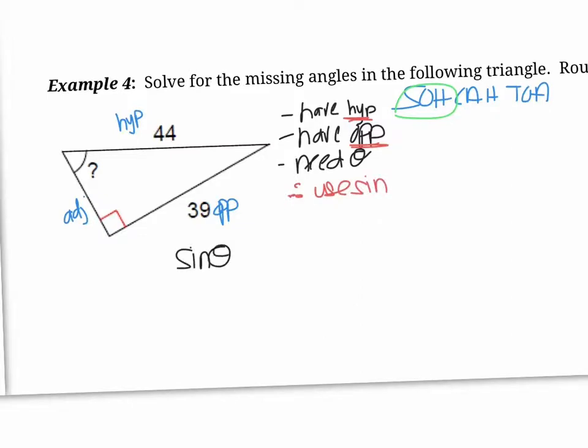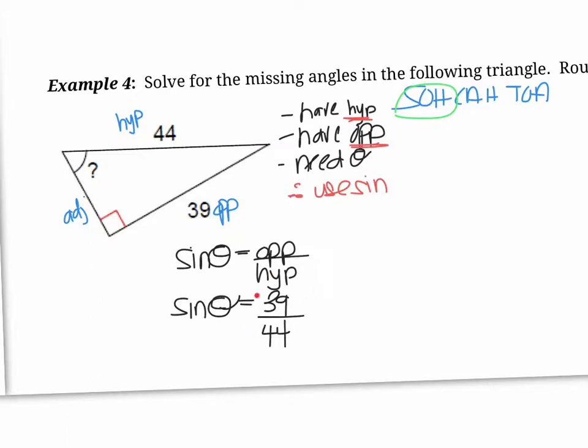So sine of an angle is equal to opposite over hypotenuse. Sine is not a number. Sine is a ratio, and so we need a reference angle to make it a number. So it has to be sine of something. Okay, so sine. Do we know the angle? No, we do not. So we're just going to write theta equals. Do we know what the opposite side is? Yes, it's 39, and hypotenuse is 44.